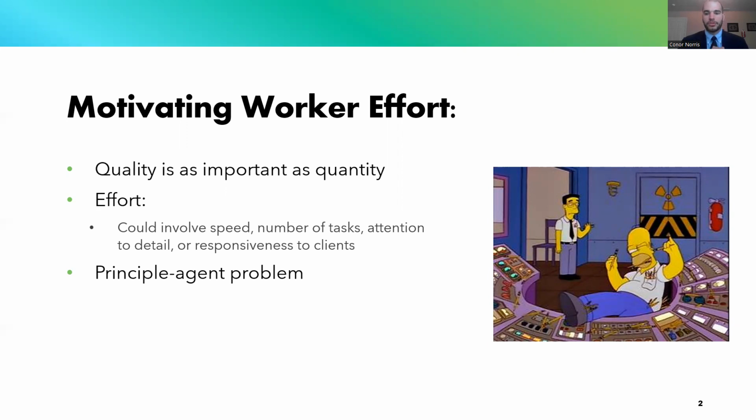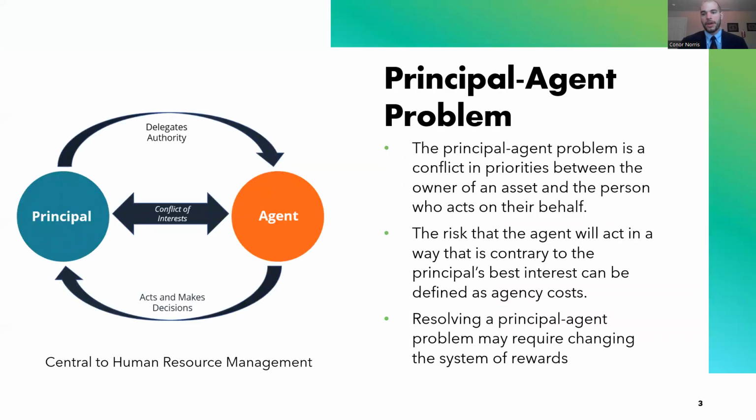Now, once we introduce the concept of effort, we need to consider the principal agent problem. The principal agent problem describes a situation where there's conflict in priorities between a group or a person and their representative authorized to act on their behalf. So the principal hires the agent to act on their behalf, to further their goals, but the agent also has their own personal goals. And when these two goals are in conflict, bad things can happen.